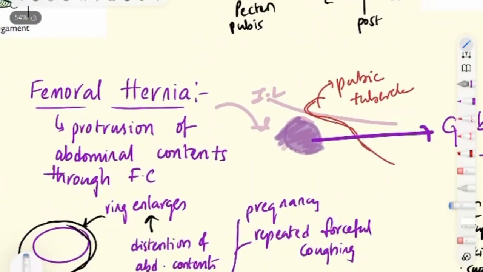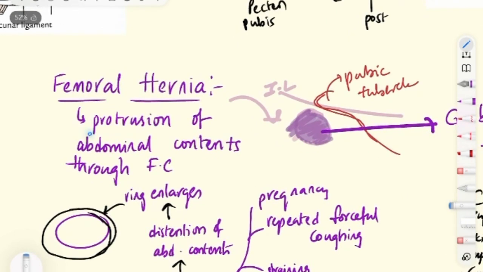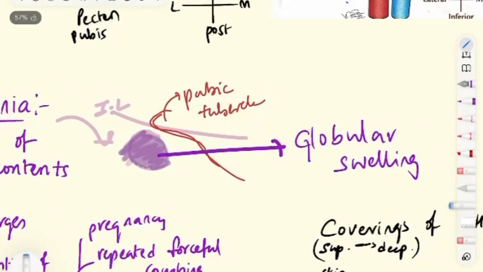Now then we have the femoral hernia. So let us talk about the femoral hernia. A femoral hernia is nothing but the protrusion of abdominal contents through the femoral canal. How does it present itself? It presents itself as a globular swelling inferior and lateral to the pubic tubercle, and it is present below the inguinal ligament.